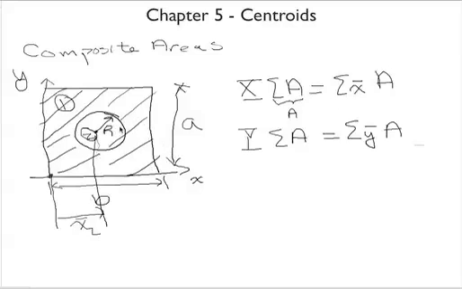There's a whole bunch of tabulated shapes in your book, and you can go and look them up from there. And that's pretty much it for composite areas.